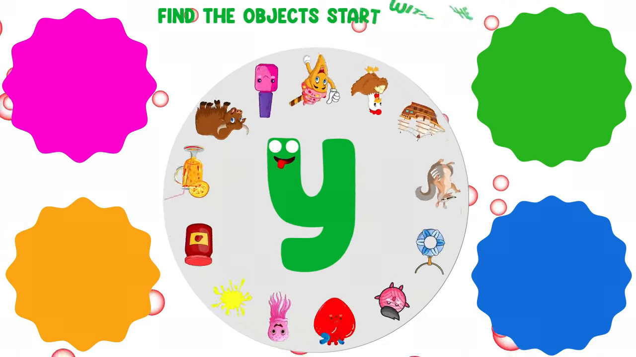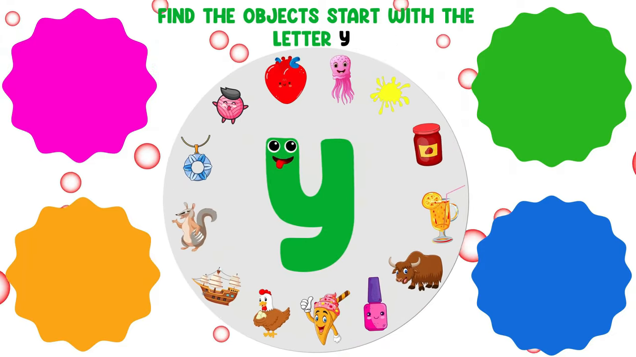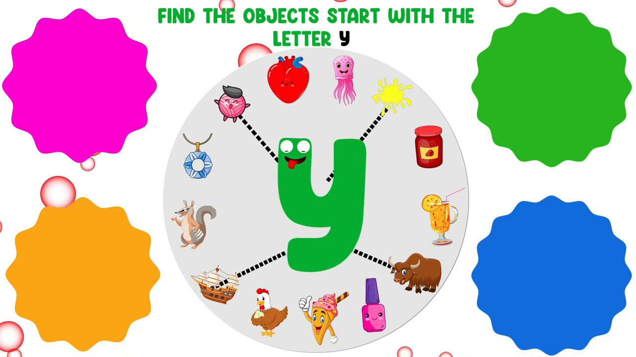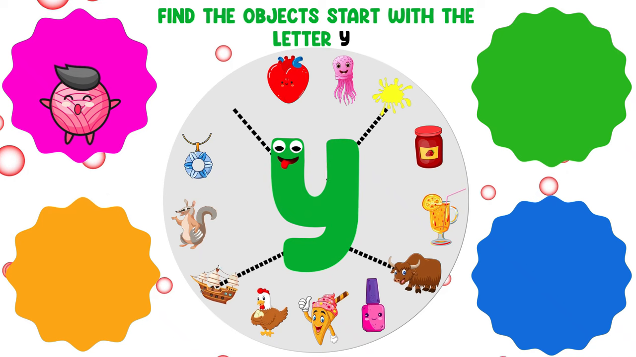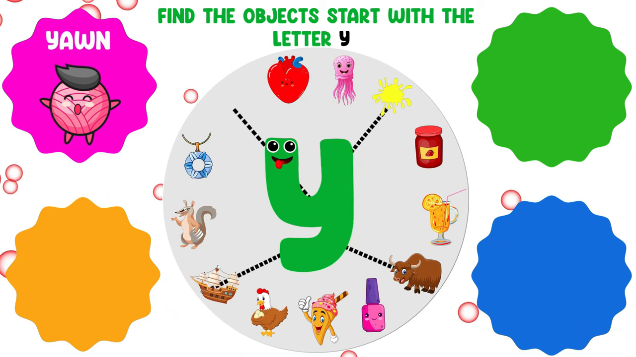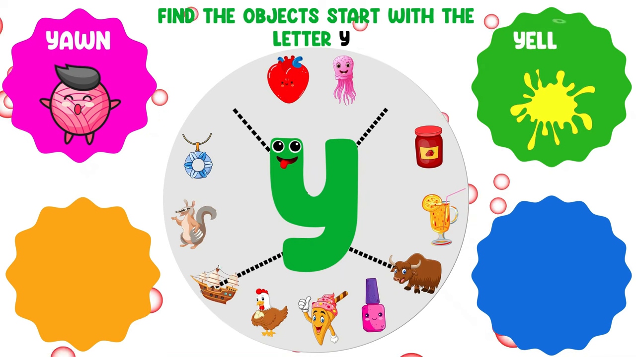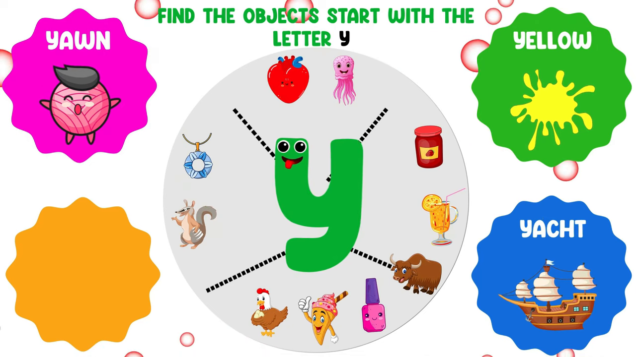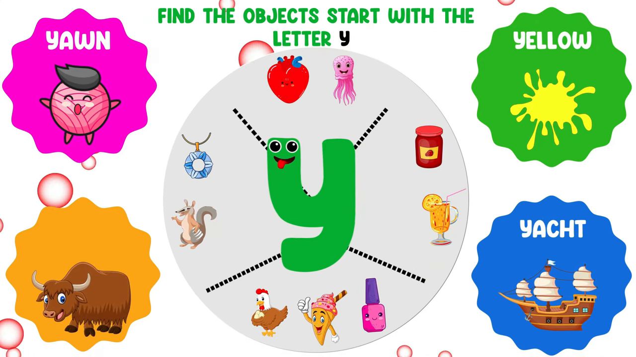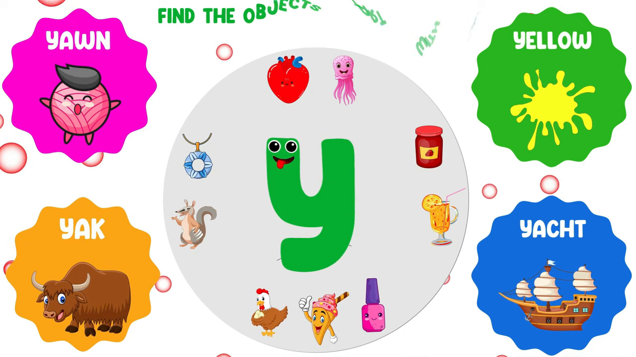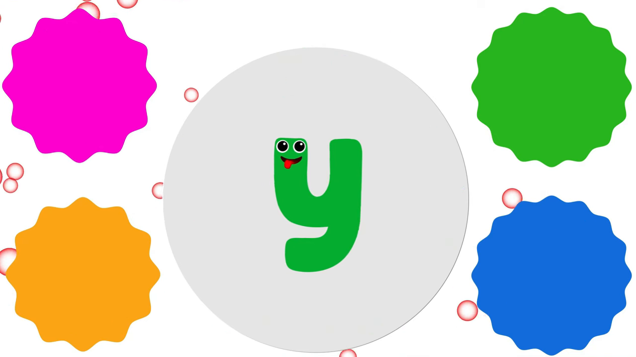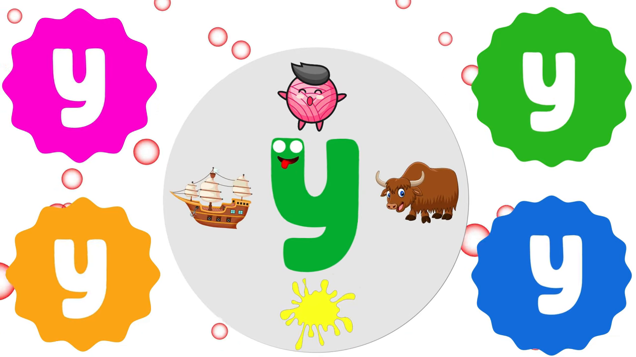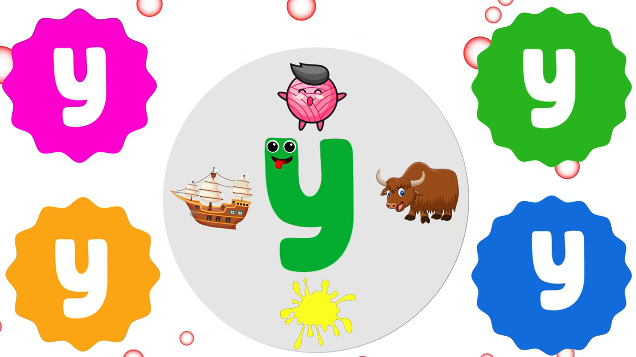Y. Find the object that starts with the letter Y. Yawn. Yacht. Y. Yawn. Yellow. Yacht.